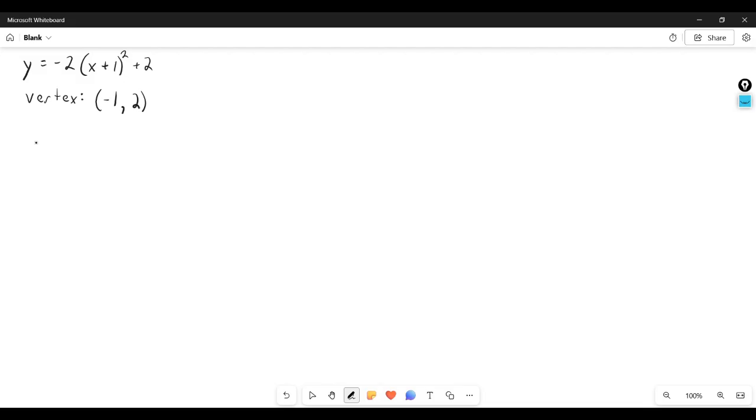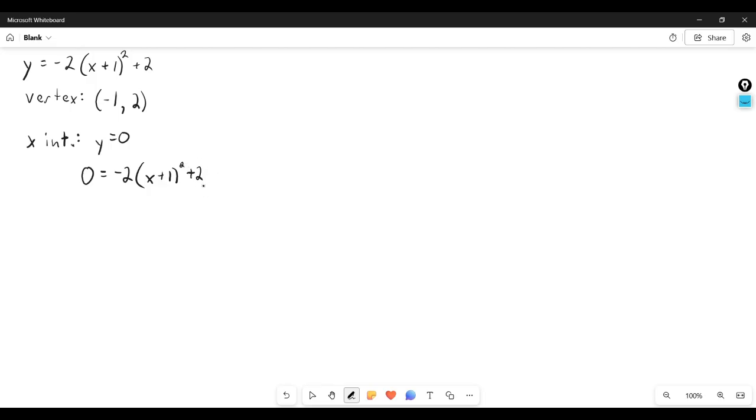Let's find the x-intercepts. For that, we have y equals 0, because y is 0 when something is crossing the x-axis. From y equals 0, we get 0 equals minus 2(x plus 1) squared plus 2. Again, I just put a 0 in for that y, and this is what the equation looks like then.